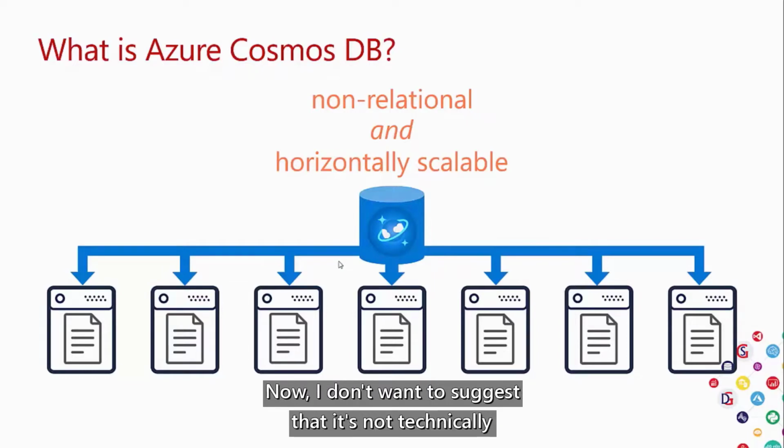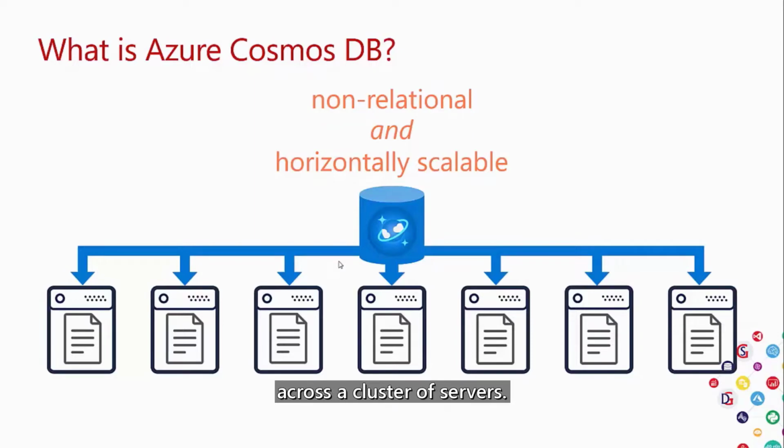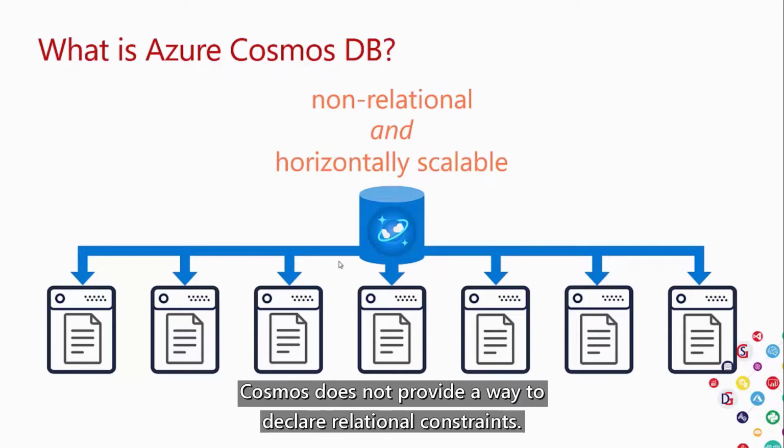Now, I don't want to suggest that it's not technically possible to enforce relational constraints across a cluster of servers, but doing so would have an enormous impact on the performance and availability of your database. And because Cosmos DB is designed to provide predictable performance with SLAs to back it up, Cosmos does not provide a way to declare relational constraints.